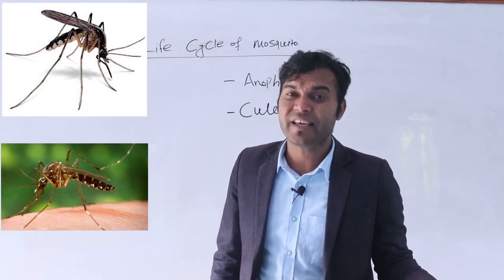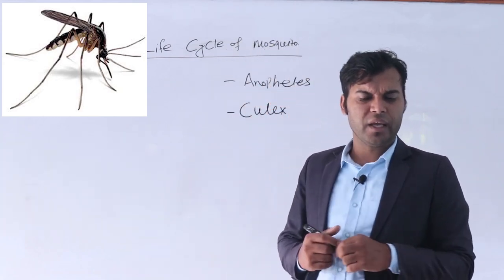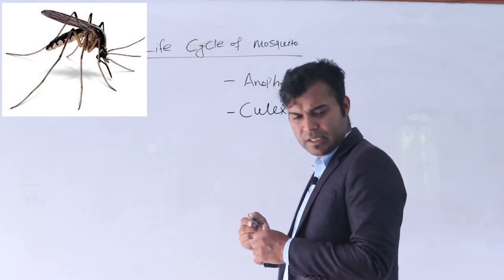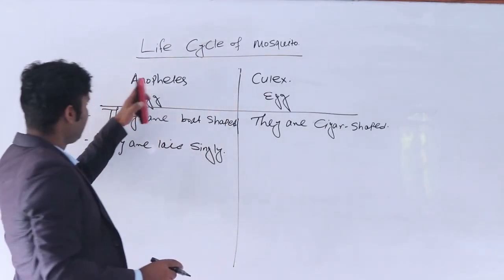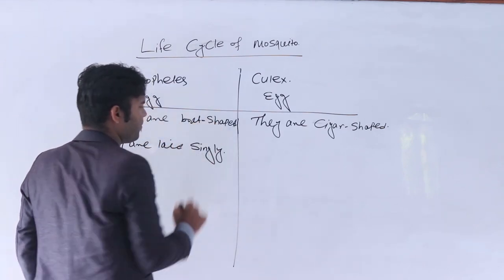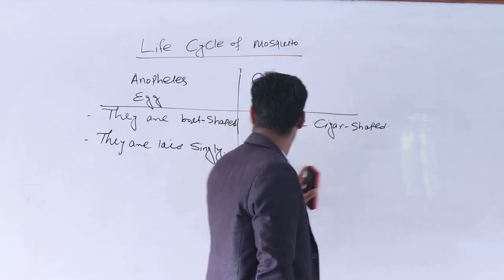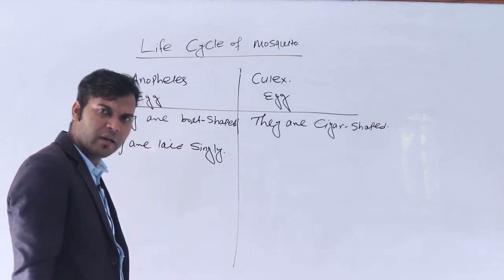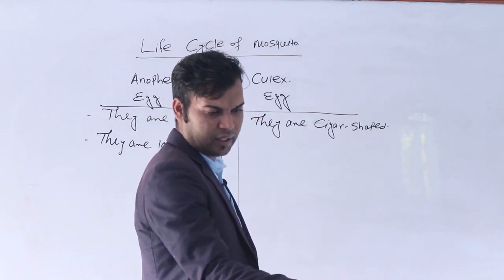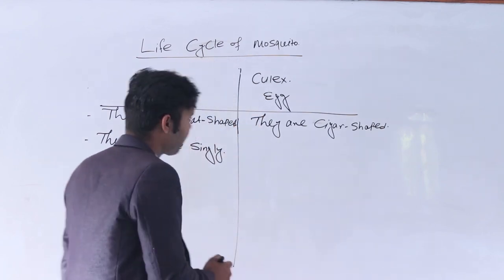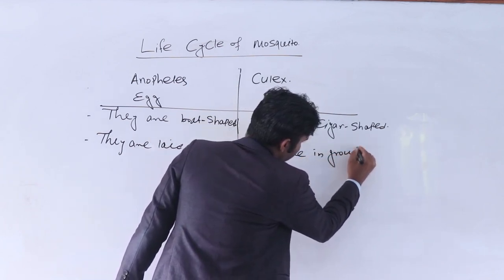In the egg stage, the anopheles mosquito's eggs are boat shaped. How do we separate the anopheles and culex? Okay, look here. In the anopheles, they are boat shaped. In the culex, they are cigar shaped. Anopheles eggs are laid singly. Culex eggs are laid in a group.